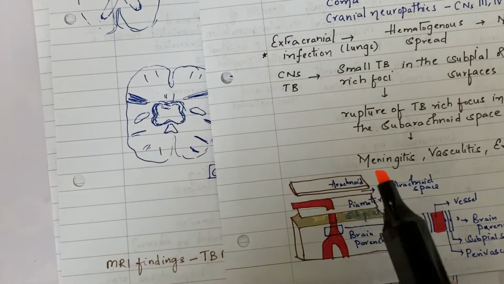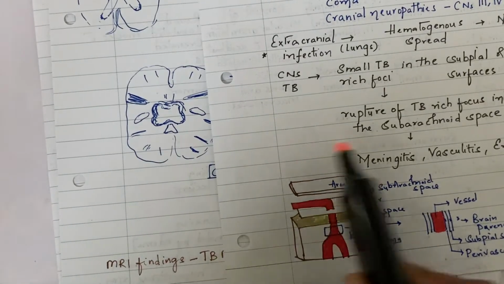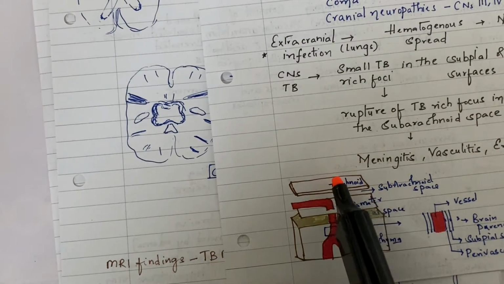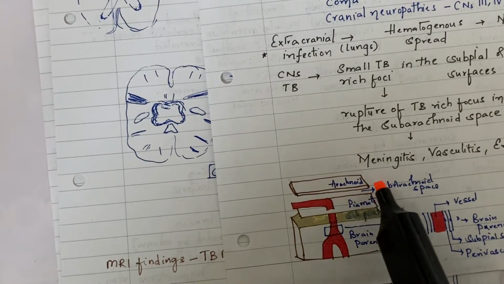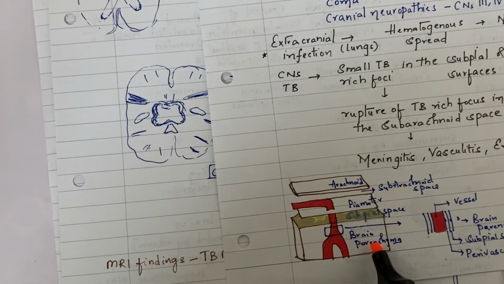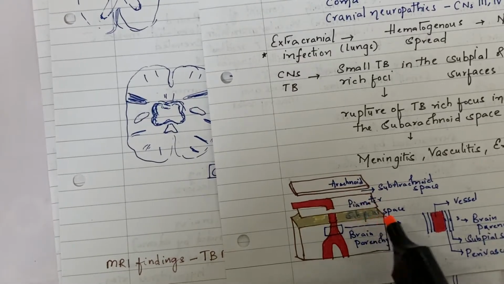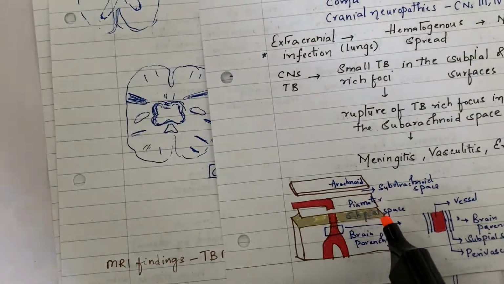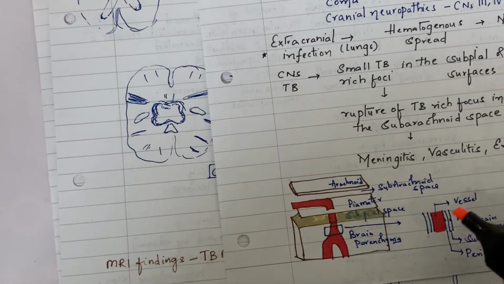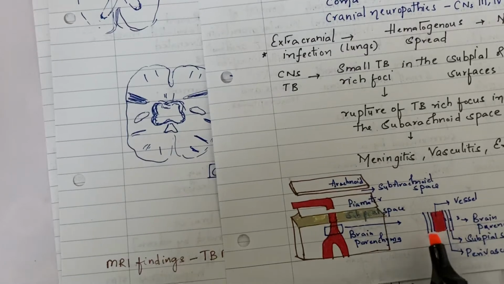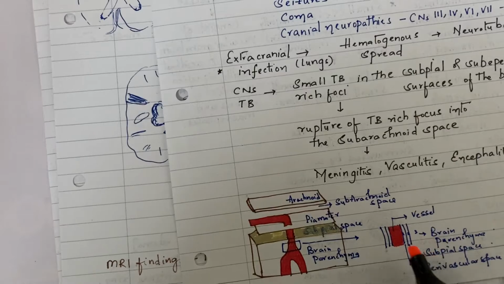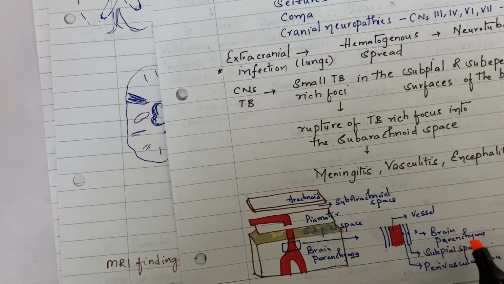Above we have scalp, then we have dura mater, arachnoid mater and pia mater. The space between the arachnoid mater and pia mater is the subarachnoid space. Below the pia mater, this is the subpial space. This is the vessel. When you take a cut section here, around the vessel we have perivascular space. Then we have subpial space and then we have brain parenchyma.